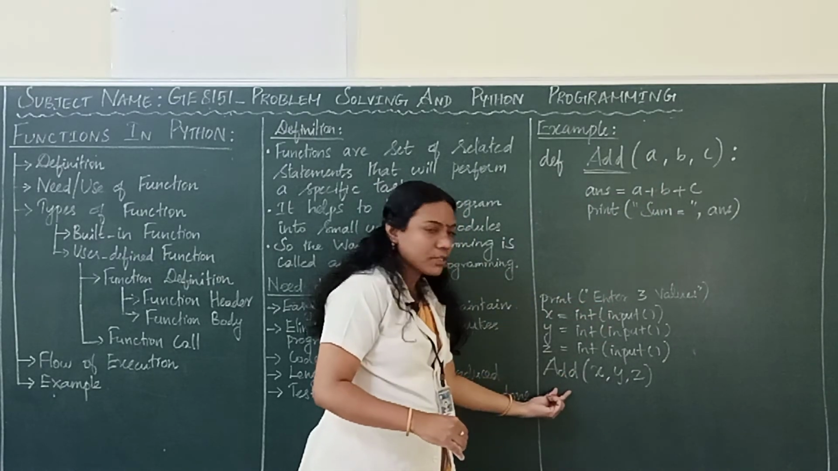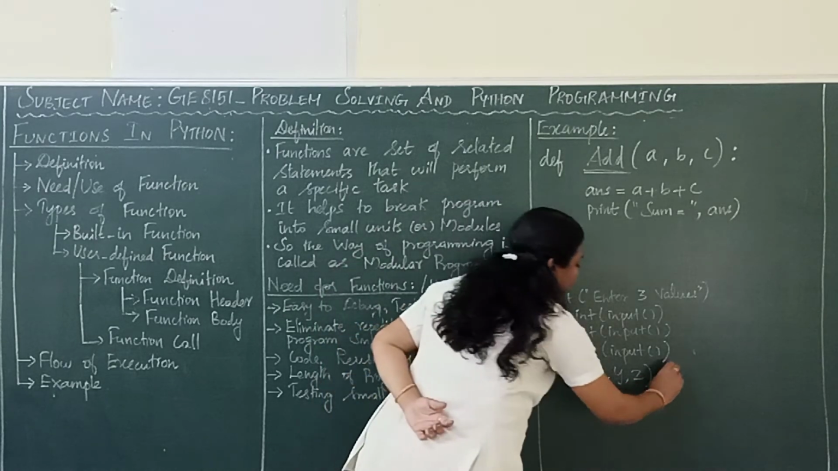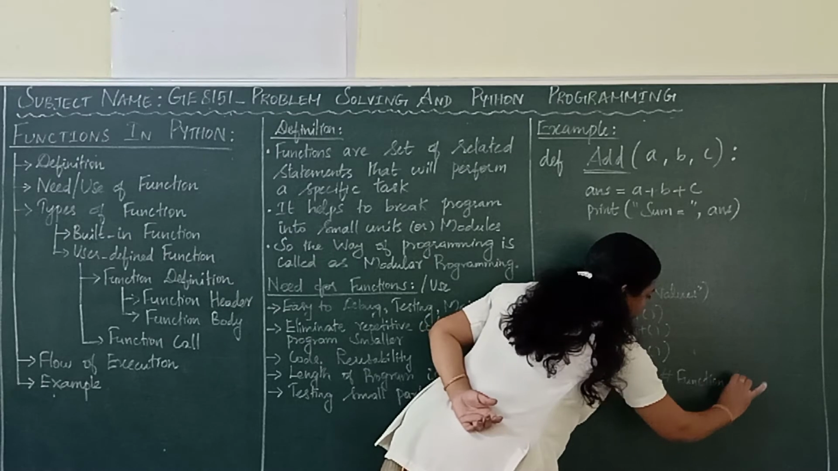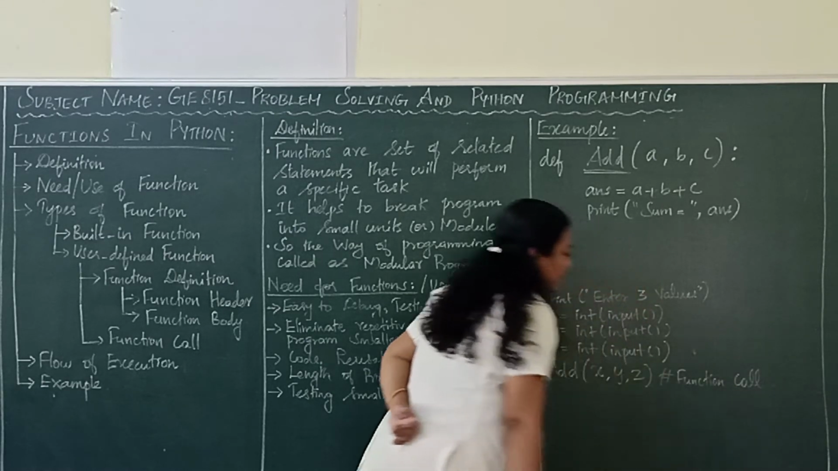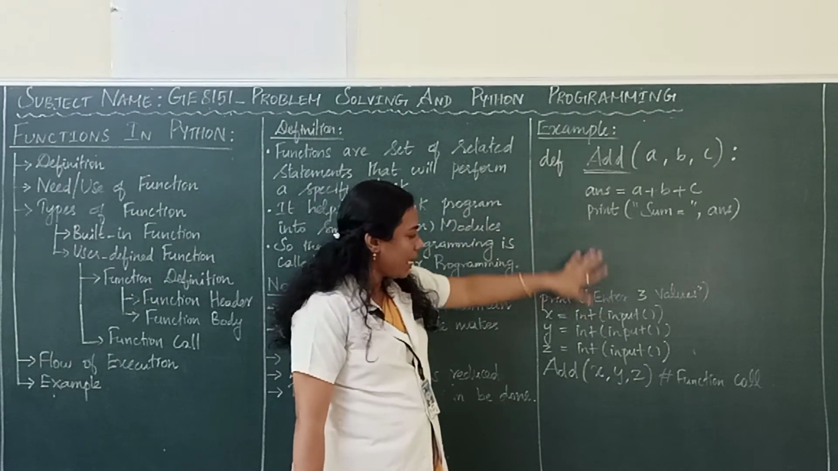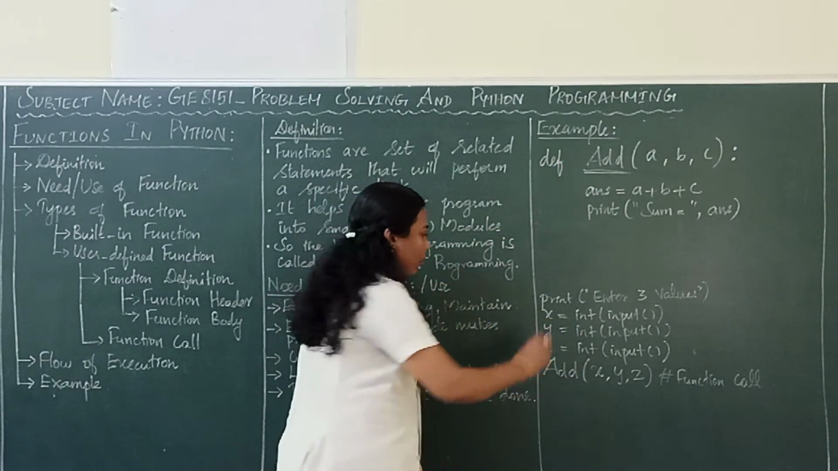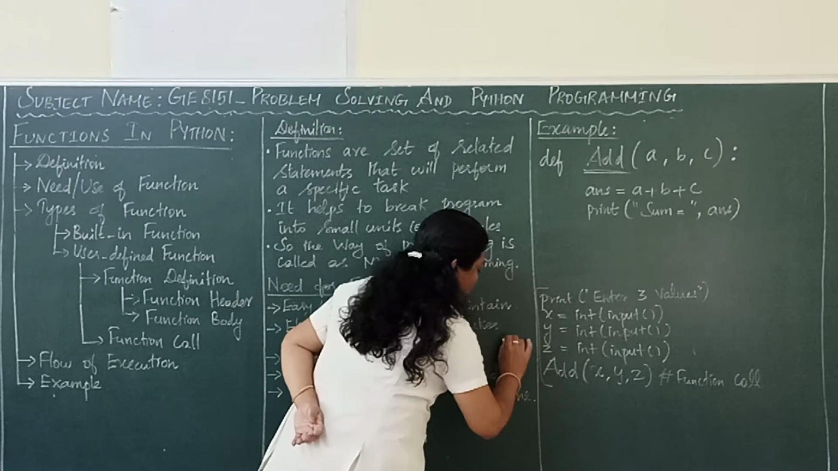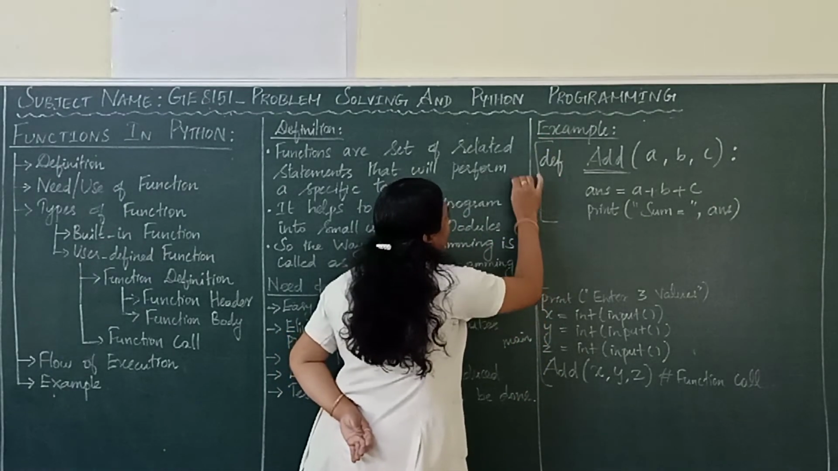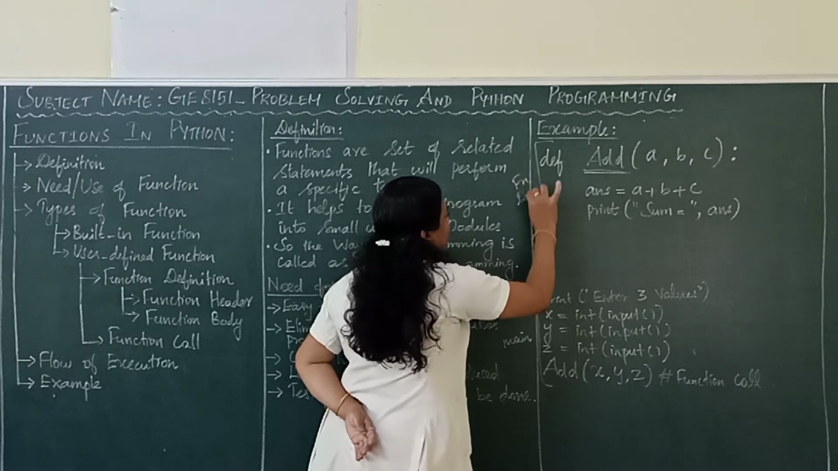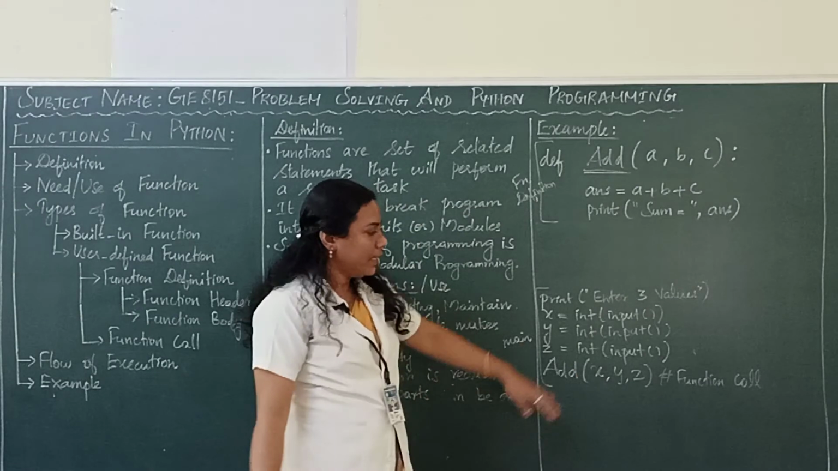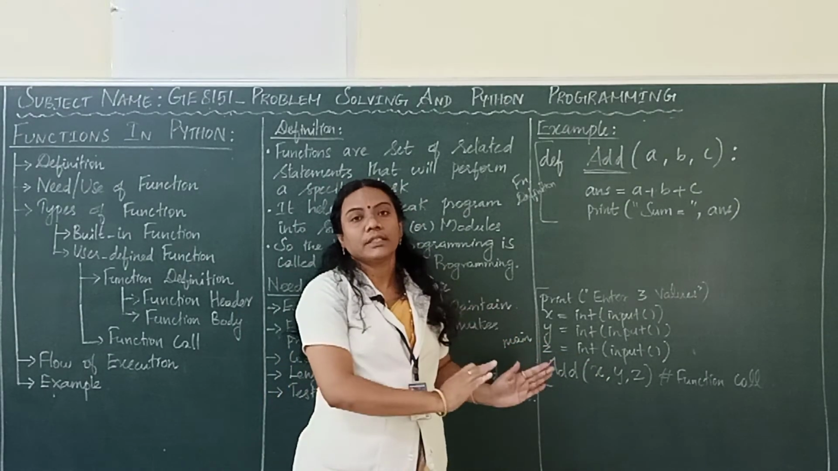Okay. So, this statement is called a function call. This is the complete program. I had written a function definition and a main program. This portion is called the main portion, and this portion is called the function definition part. I wrote this particular program and I was executing it.